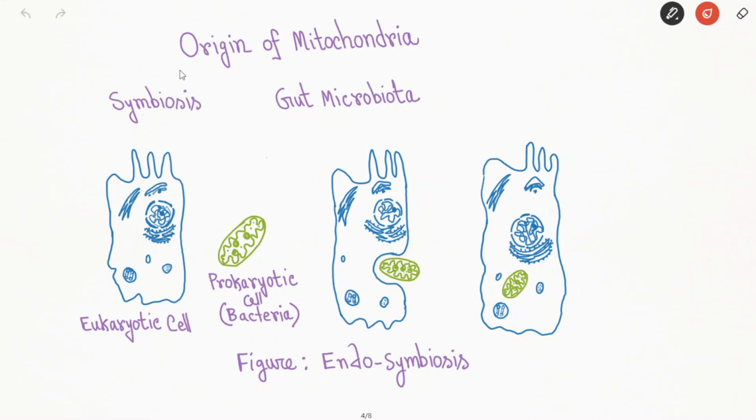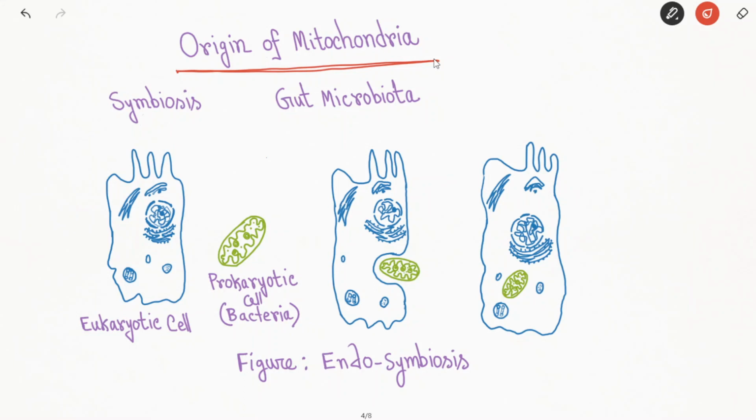There are several theories on the origin of mitochondria. The most accepted or widely known theory is called endosymbiosis. You might already know symbiosis. Symbiosis is a relationship between two organisms where organisms help each other and coexist.